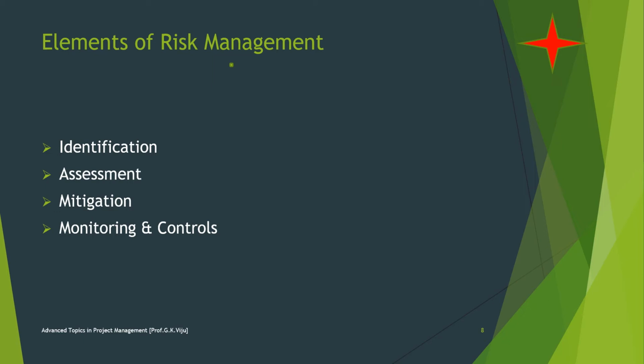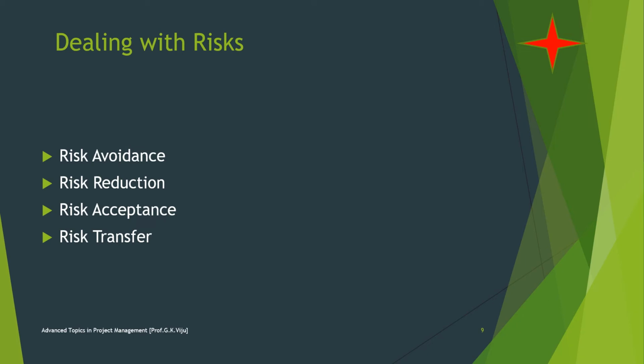Third one is risk mitigation. Once the risk is identified and assessed, the project team tries to develop a risk mitigation plan, which is a plan to reduce the impact of unexpected events. During mitigation, we will use various ways like risk avoidance, risk sharing, risk reduction, and risk transfer. These are the four categories or ways to deal with the risk.